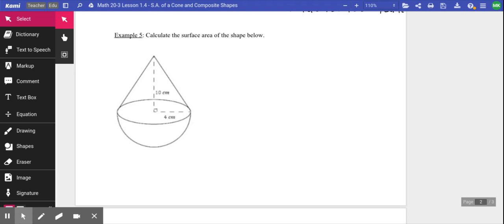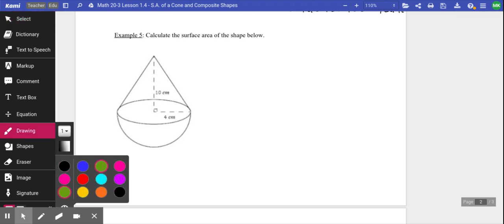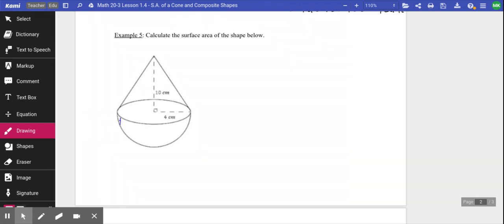So there are 2 sections of this that you're going to have to cover. The first section, if you're looking at it, is going to be this part of the sphere. You're going to do a sphere formula and divide by 2. Yeah, so you go half the volume.